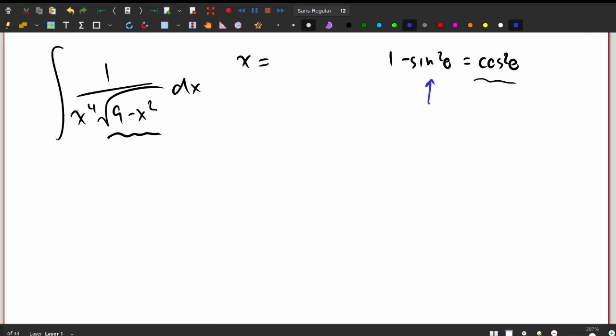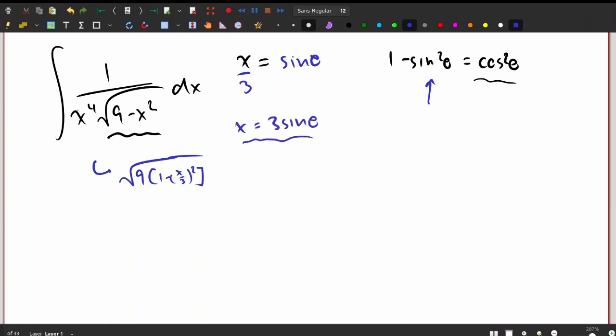However, it's not just going to be sine theta. Let's rewrite this integral. This square root is going to become 9 times 1 minus x over 3 whole squared. So we don't just want x to equal sine theta. What we actually want is x over 3 is equal to sine theta. And therefore, x is going to equal 3 times sine theta. And this is the substitution that we're going to use.